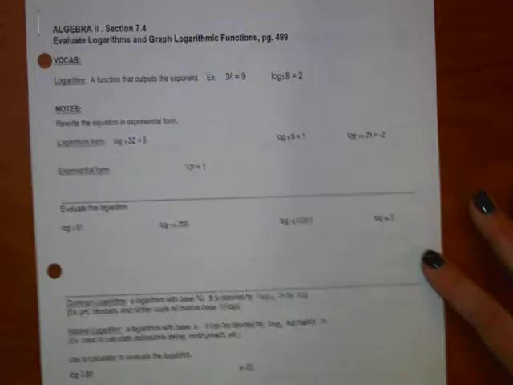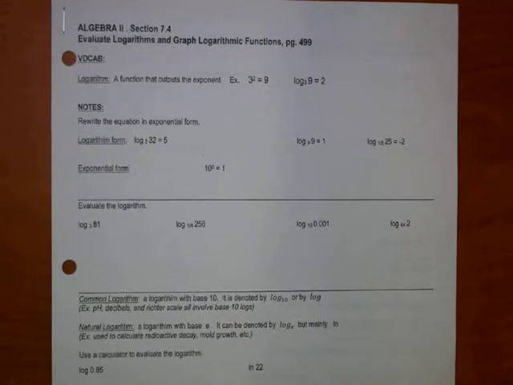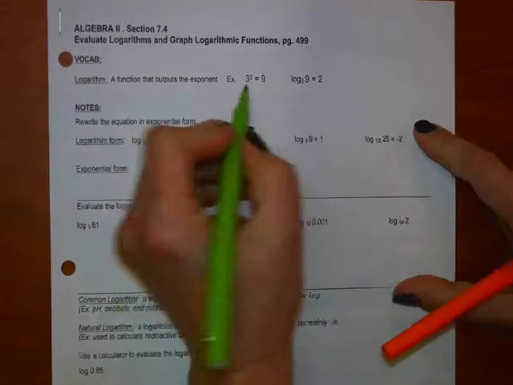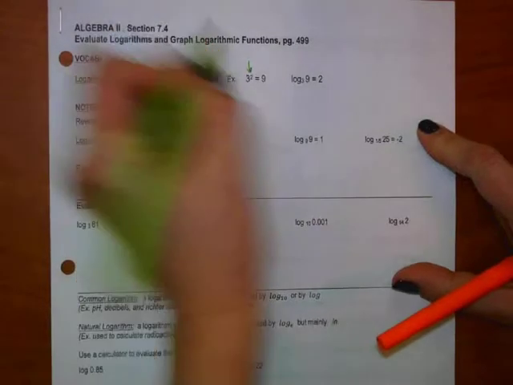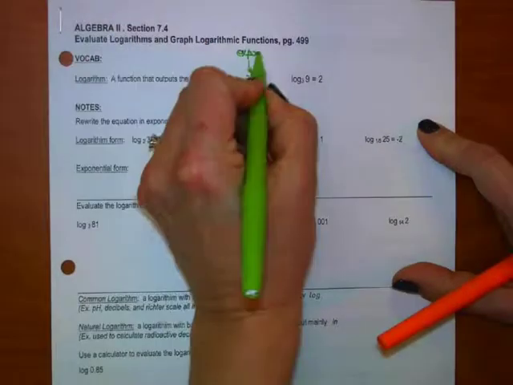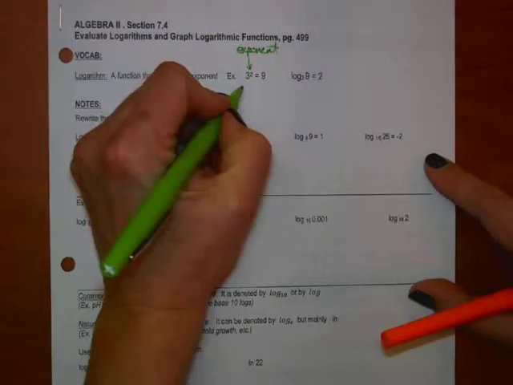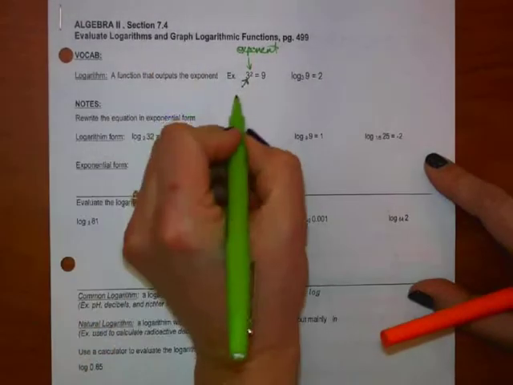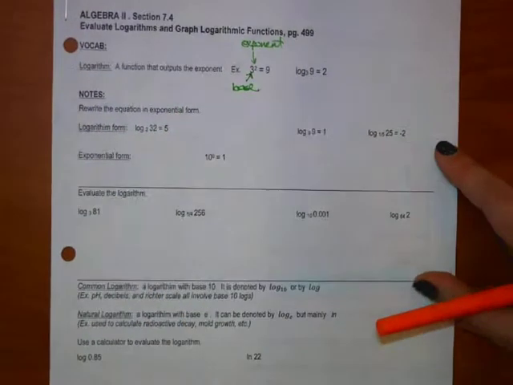So a logarithm is just a function that outputs the exponent. So you know right here that 3 squared is 9, correct? And here's the exponent. What is the exponent? What number is the exponent? 2. And what is the 3 called here? The base, correct?